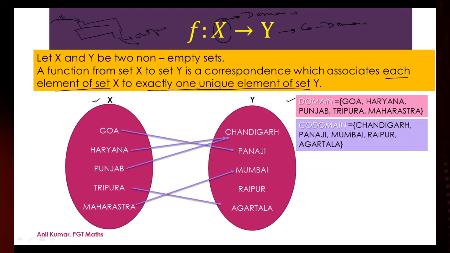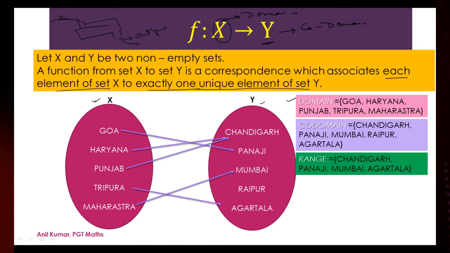So its codomain will be the second set, that set Y, as I told you earlier: Chandigarh, Panji, Mumbai, Raipur and Agartala. And what will be the range? Range will be the set of images, that is Chandigarh, Panji, Mumbai and Agartala. Raipur, as it does not have any pre-image, is not a part of our range.